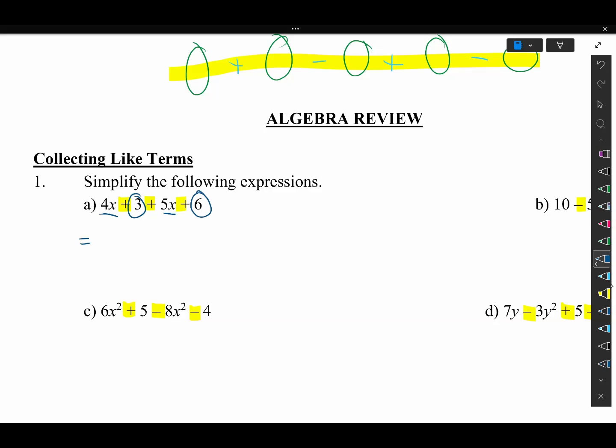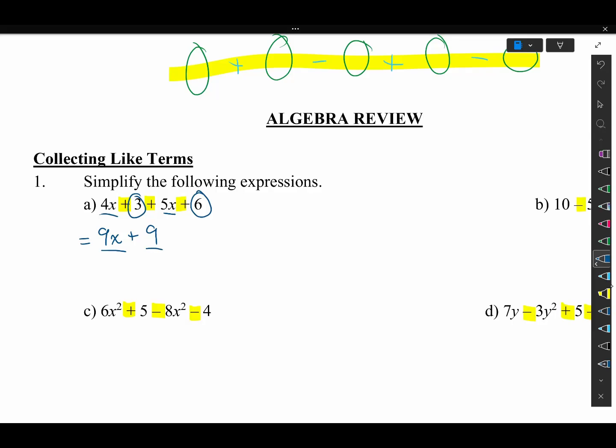My 4x and my 5x, those ones are similar. I can combine those by adding the coefficient, that is adding the number in front. 4 plus 5 is 9. What kind of terms are they? They're x terms, so we're working with 9x. Plus, and then I'm working with the 6 and the 3, so 9x plus 3 plus 6, oh, that's 9 once more, so I'm working with 9x plus 9. Can I combine these?